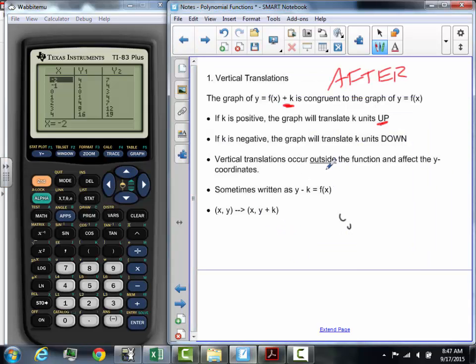What else should I talk about here? The concept of outside is the same thing as after. Okay. It only affects y coordinates. What it does is it moves the whole graph up or down. So it doesn't actually change x coordinates, but it changes y coordinates.